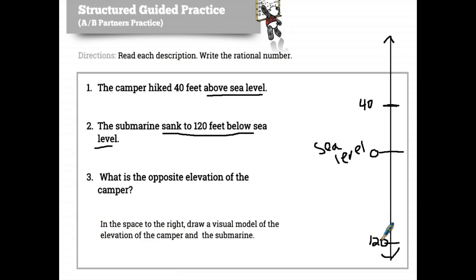Now, the third question. What is the opposite elevation of the camper? So, take about 45 seconds here. Turn to your partner. Think about what we just talked about. The opposite of a number. 40 is above 0. Where would you find the opposite of 40 feet above sea level? 45 seconds, go.